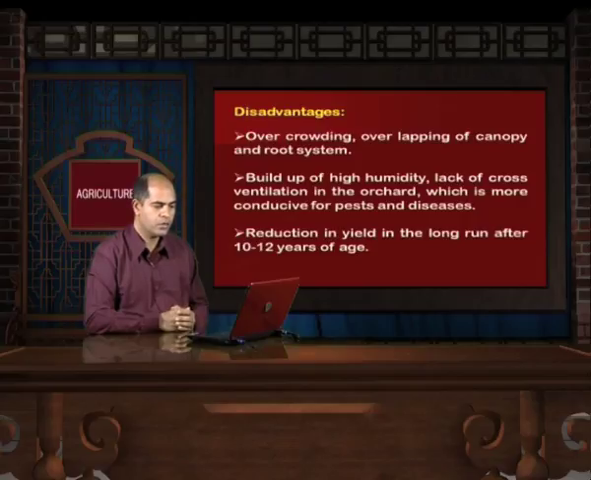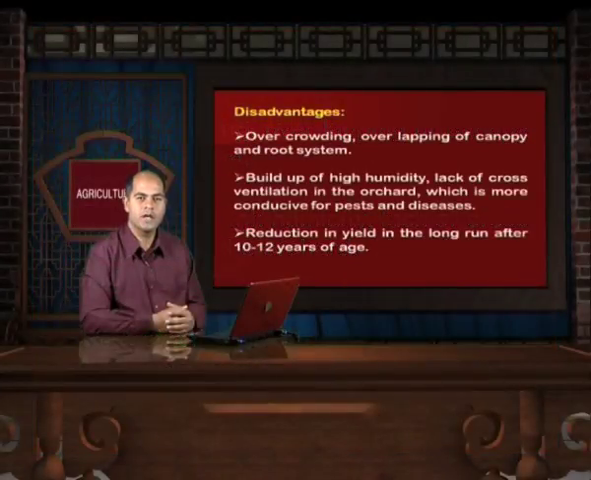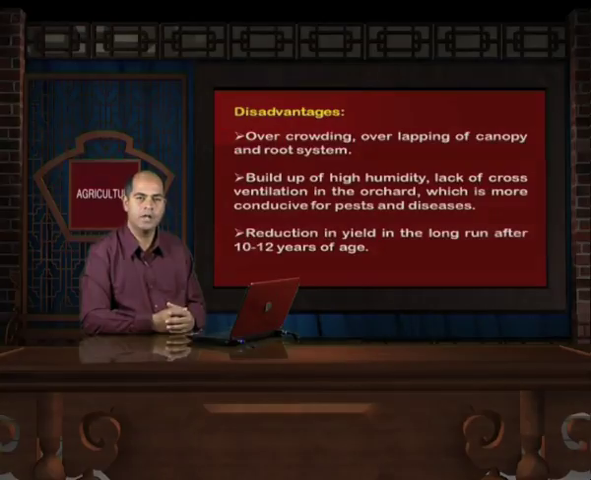Disadvantages: overcrowding, overlapping of canopy and root system, buildup of high humidity, lack of cross ventilation in the orchard, which is more conducive for pests and diseases, and reduction in yield in the long run after 10 to 12 years of age. So, even though there are a few disadvantages of the HDP system, the yield obtained in comparison to the traditional system is very high. So, one can adopt this HDP system for maximization of the yield.